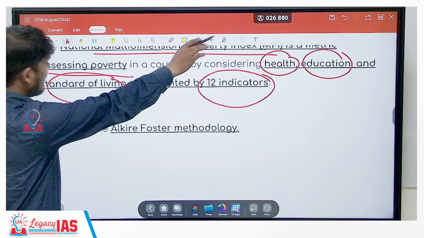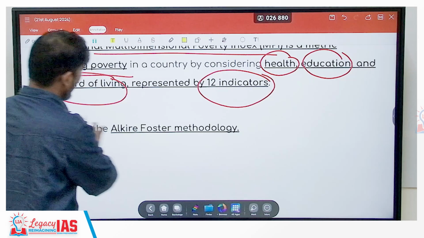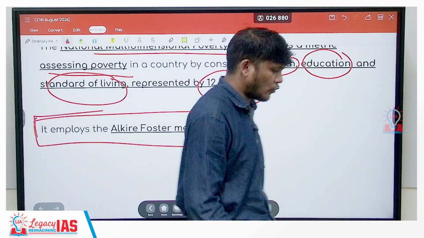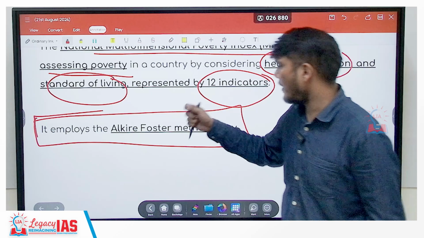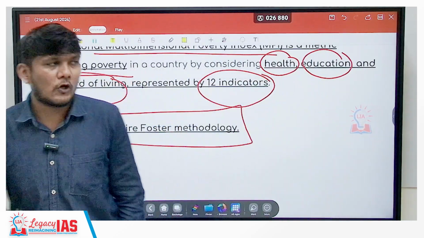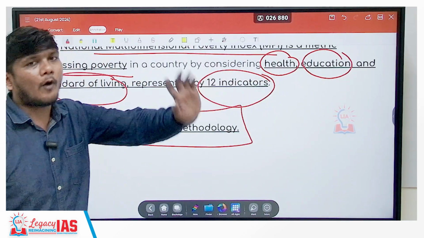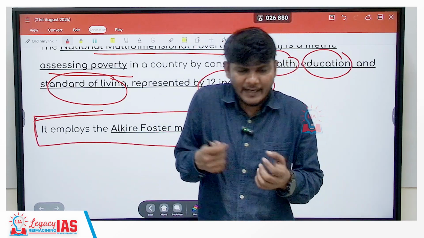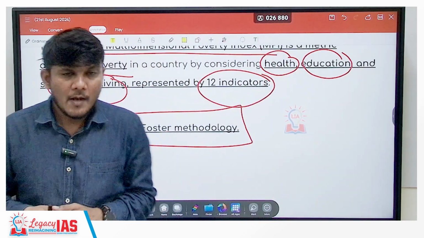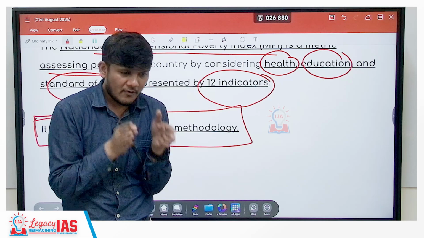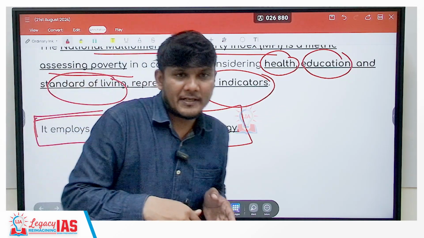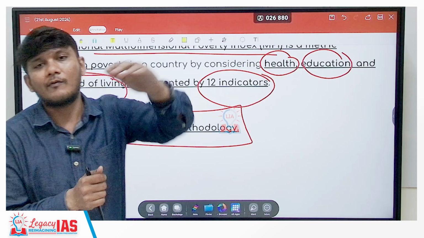Now this multidimensional poverty index employs the Alkire-Foster methodology. There were two people, Alkire and Foster. They developed this methodology first to calculate poverty. Earlier, as I said, calorie was the criteria for poverty. Basically, how many calories an individual needs and how much money is required to get those calories every day used to become your poverty line.